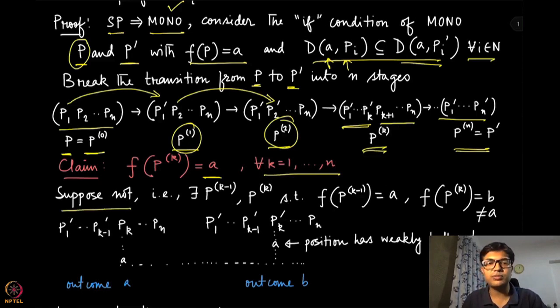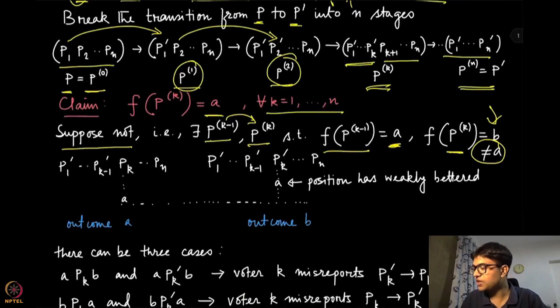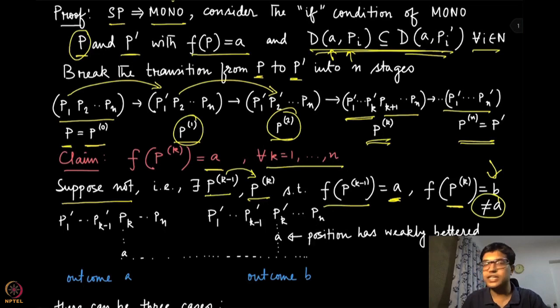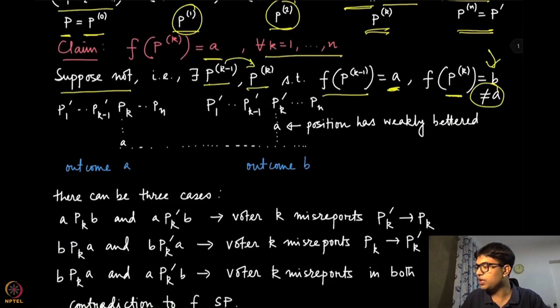Suppose there exists some P(k minus 1) and Pk, so you are transitioning from P(k minus 1) to Pk, such that in P(k minus 1) the outcome was A, and in Pk the outcome has changed to B, which is not equal to A. Let us assume that. What is going to happen now? One important thing is that from P to P prime, this dominated set has weakly increased. This is the preference profile P(k minus 1), and this is Pk. That's how we have defined it.